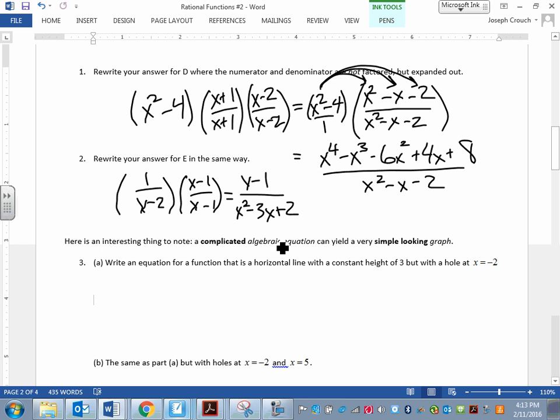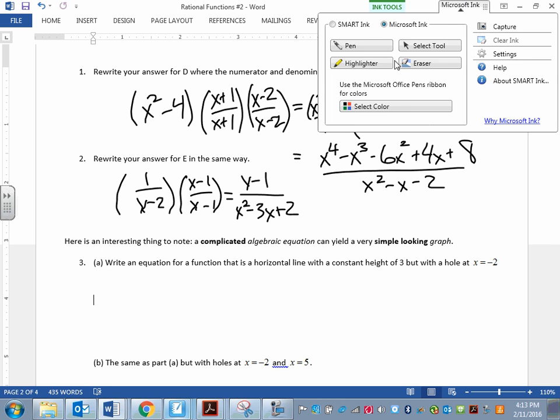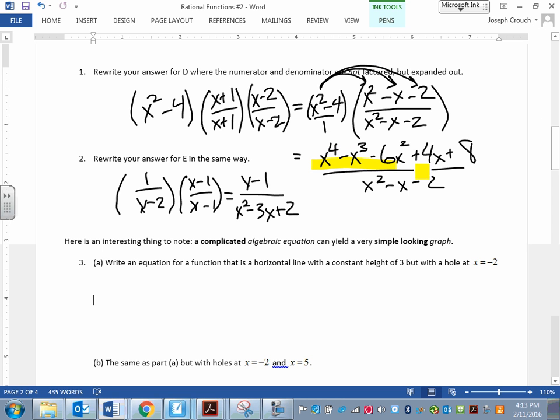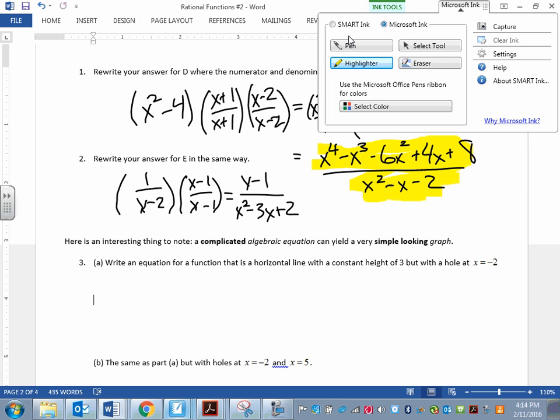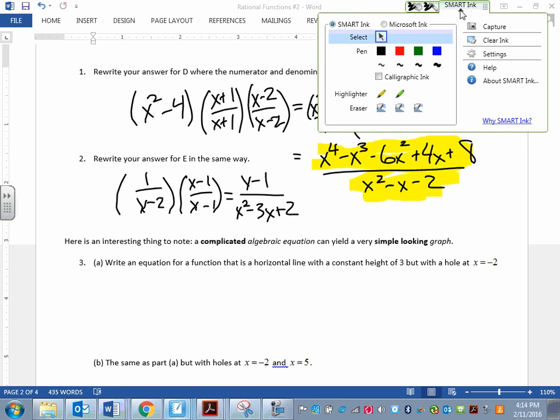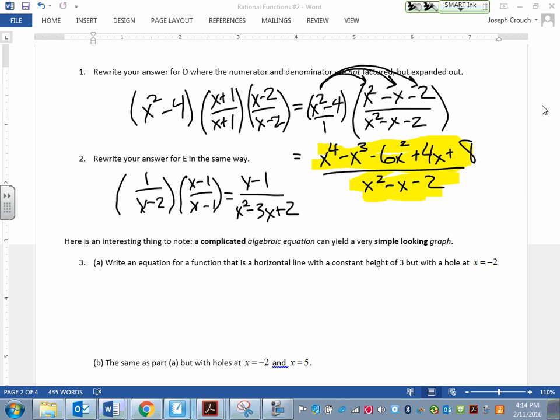Interesting thing to note. These complicated algebraic expressions, let's pull the highlighter out here. This complicated thing here. So complicated. Look at it. It's got a fourth degree polynomial on top divided by a quadratic trinomial. Oh my gosh, it's so crazy. Super complicated expression. But what did that come from? Let's go scroll up real quick.